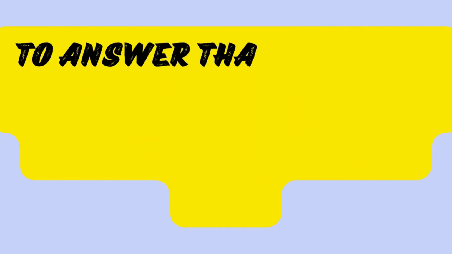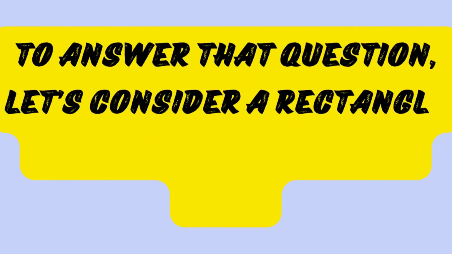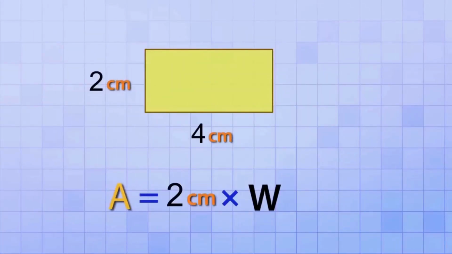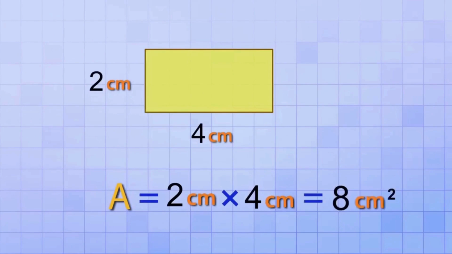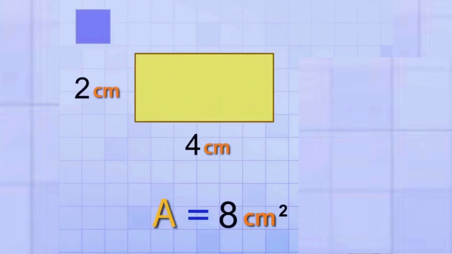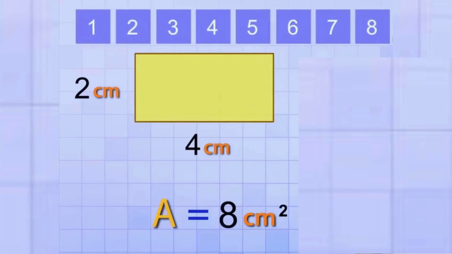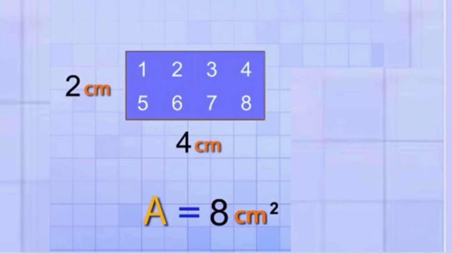To answer that question, let's consider a rectangle that measures 2 centimeters by 4 centimeters. The area of this rectangle is 2 centimeters times 4 centimeters, which gives us 8 square centimeters, written as 8 centimeters to a power of 2. This rectangle can be filled with 8 squares, each measuring 1 centimeter by 1 centimeter.